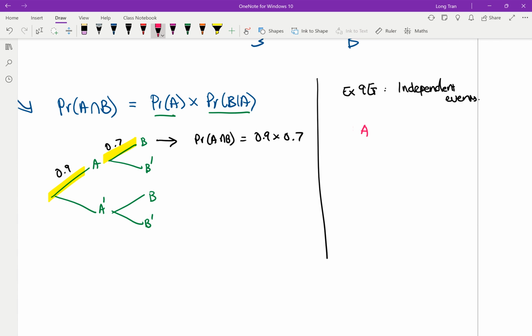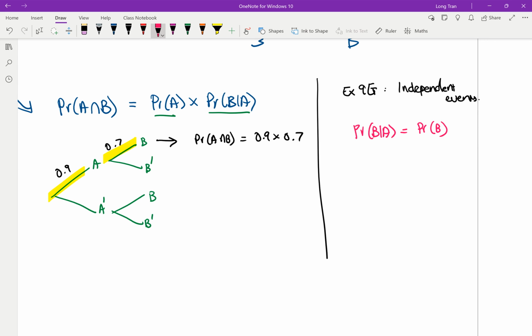A given B is equal to, or if we're going to use our tree diagram, I'm going to rewrite that. Probability of B given A, probability of B. Now I want you to have a think about what I've changed here. If I said probability of B given A is the same as probability of B, what am I saying?